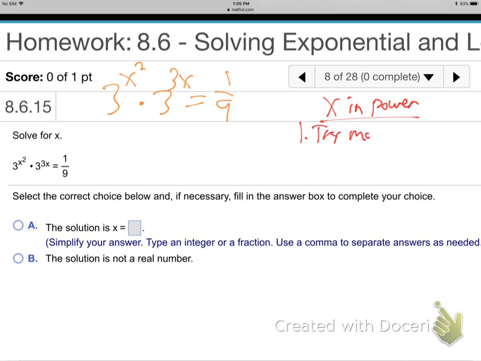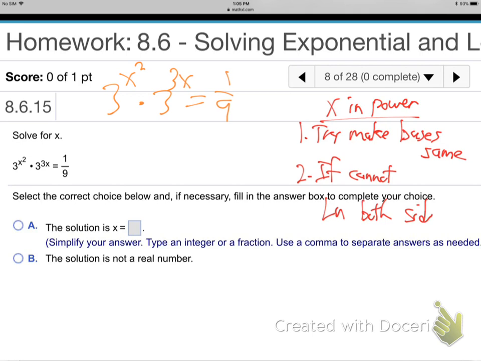Exactly. You try to make the bases the same. That's the first step. If you can't do that, do you just give up? No. If you cannot, you do ln of both sides, and then bring the power down front. Okay, that's if you cannot. We'll get to some of those in a minute.